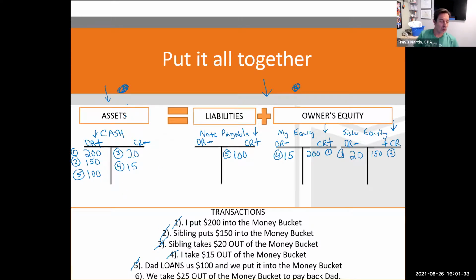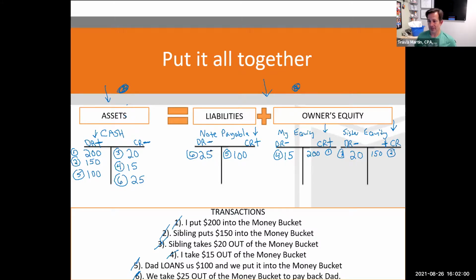Number 6, we take 25 out of the money bucket. We're taking money out, so goodbye money on the credit side there. And goodbye dad's claim. We got a debit, making dad's claim go down, and note payable. We got a credit, making that cash bucket go down.